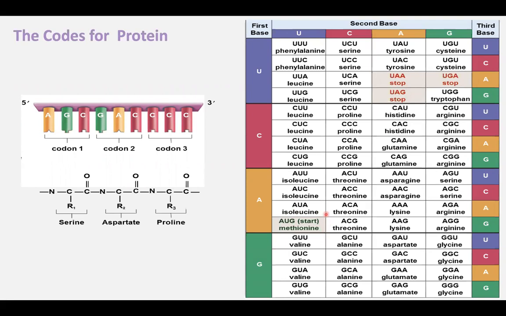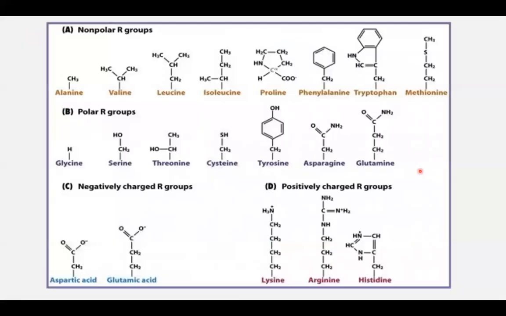Okay. So these are the possible combinations of the bases. It can be like this. There are 64 in total. But you don't have to remember every single one. What you have to remember is just the start and the stop codons. AUG for start, UAA, UAG, UGA for stop. Okay, so these are the amino acids. You don't really have to know this usually. This is just for your own knowledge.